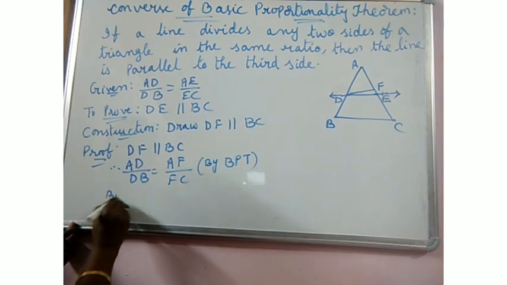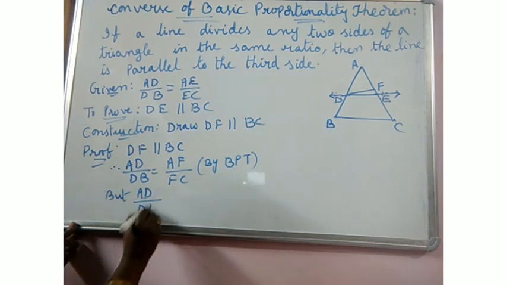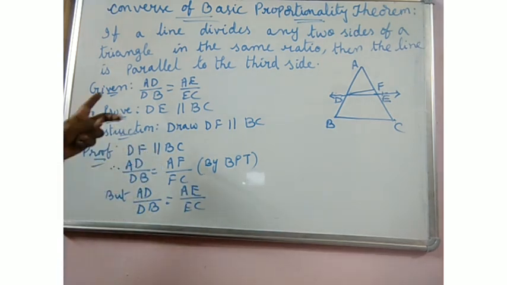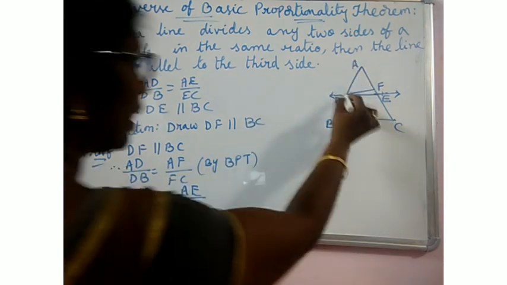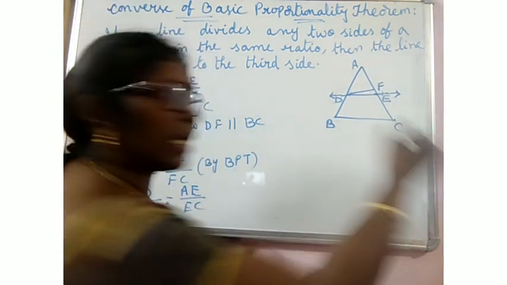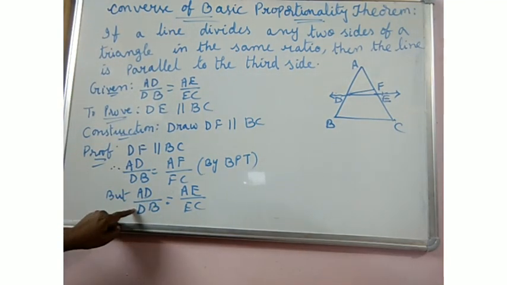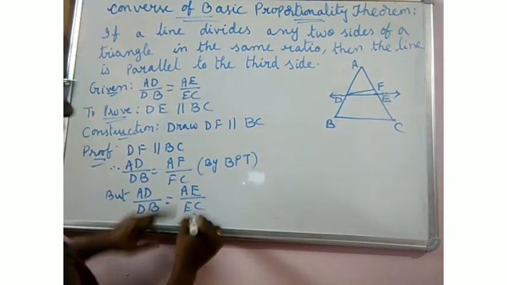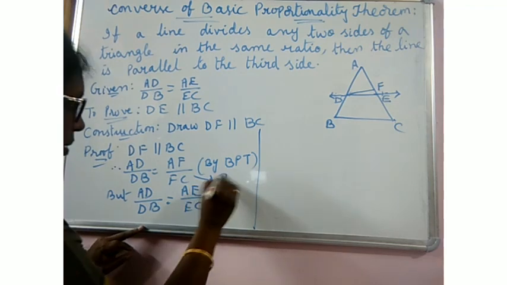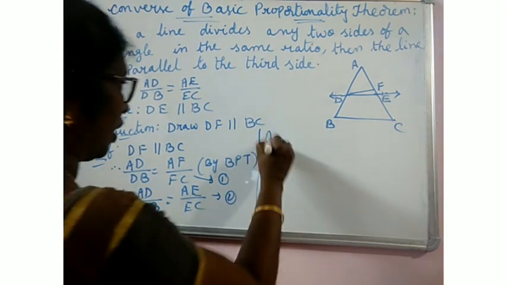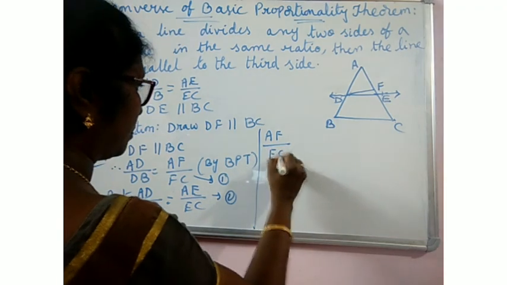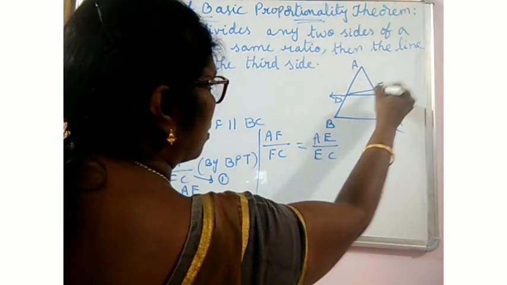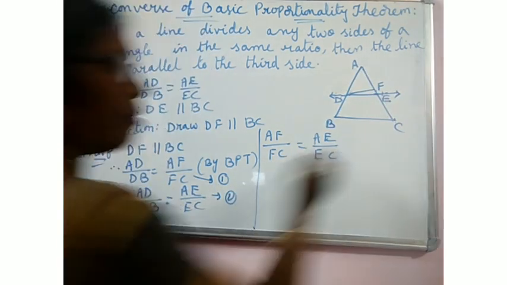But it is given that AD by DB is equal to AE by EC. Here AD by DB, and here also AD by DB. So from these two equations, we can know that AF by FC is equal to AE by EC.